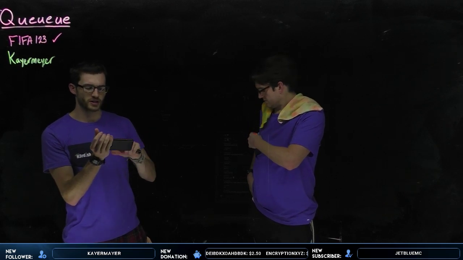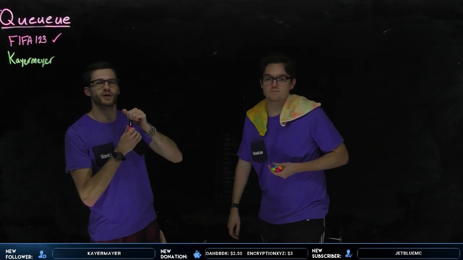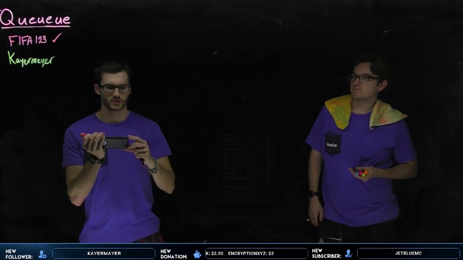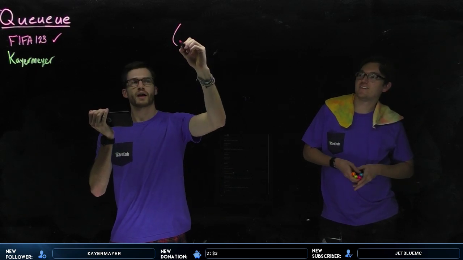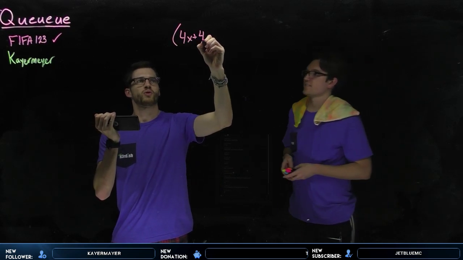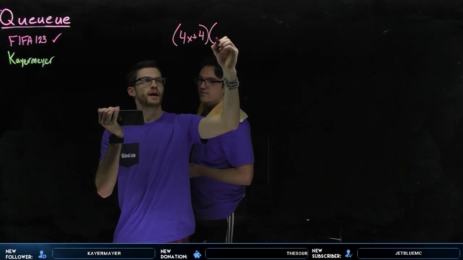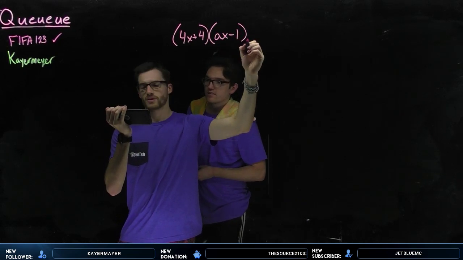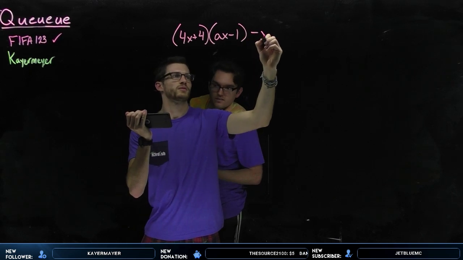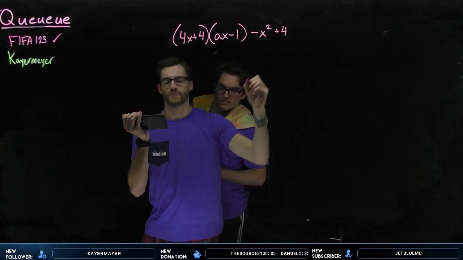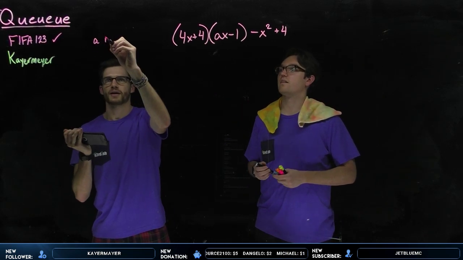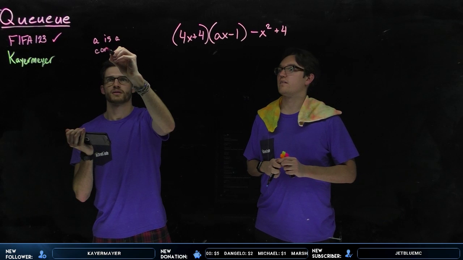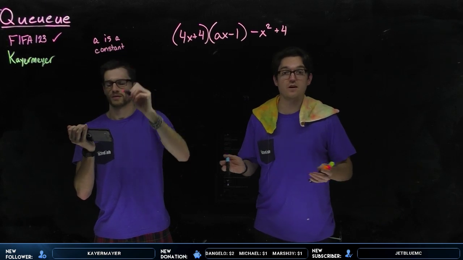Okay, this question was put in the chat a while ago, and I was the only one who got it in Discord because of DM. So this is what's given. We have 4x plus 4, quantity, times ax minus 1, minus x squared plus 4. And the question says, in the expression above, a is a constant. Which means it's not a variable, it's just some number.